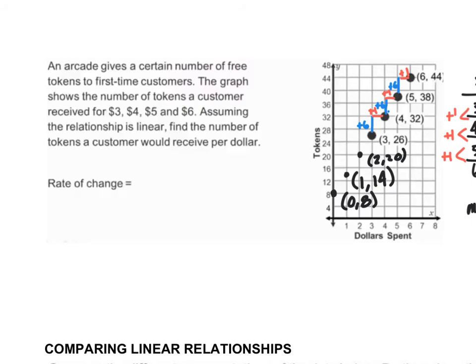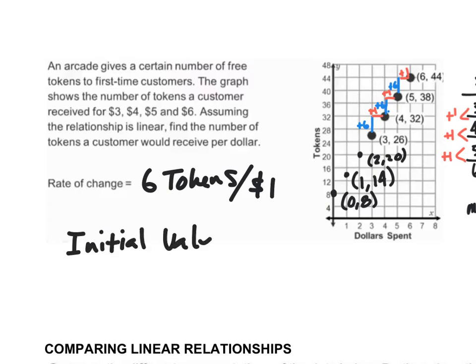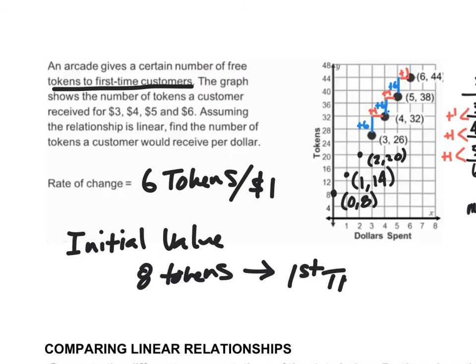So my rate of change, remember, is 6 tokens per $1. And then let's talk about our initial value. The initial value is 8 tokens, and that's for the first-time customers. All right, and that's that.